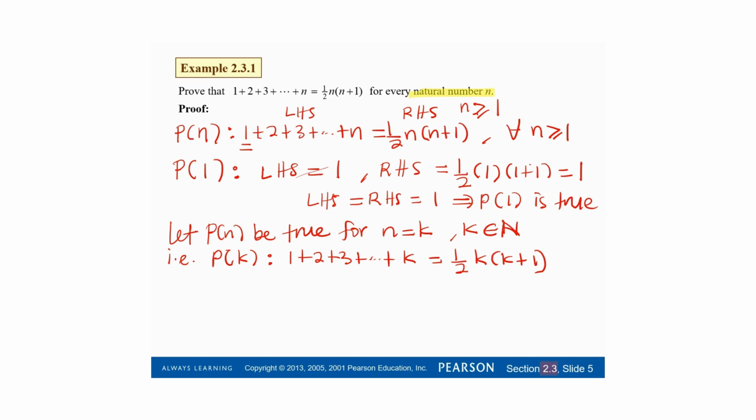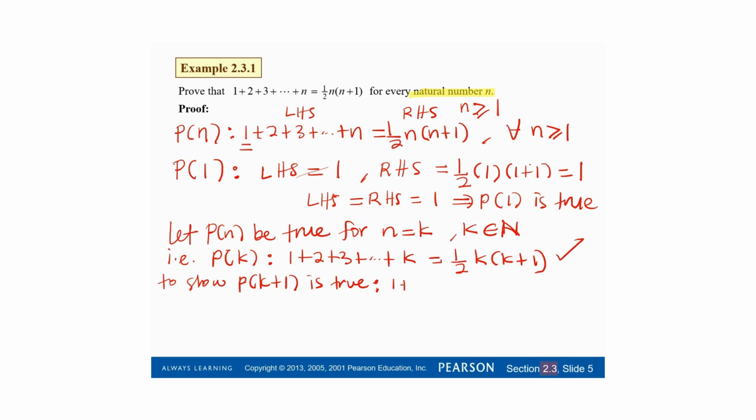So now we want to show that P(k+1) is true. How? Usually we are going to use our assumption steps here to show that P(k+1) is true. So if P(k+1) is true, how does the equation look? You can see that from P(k), we can write the equation that represents P(k+1).